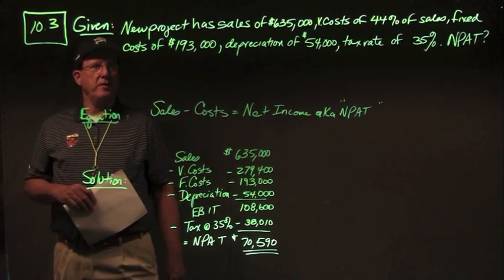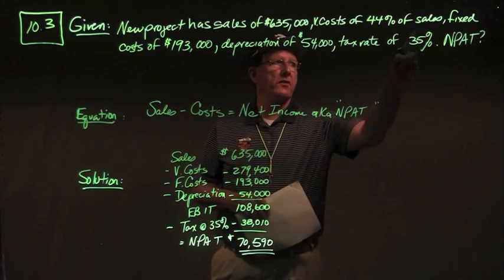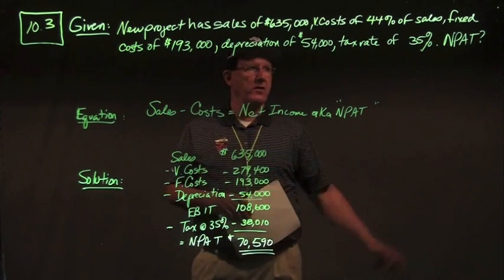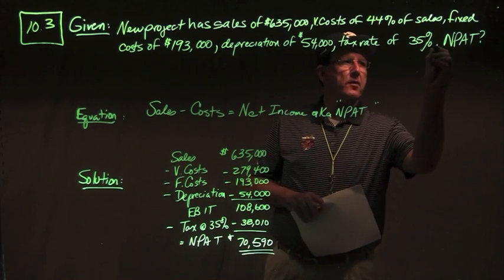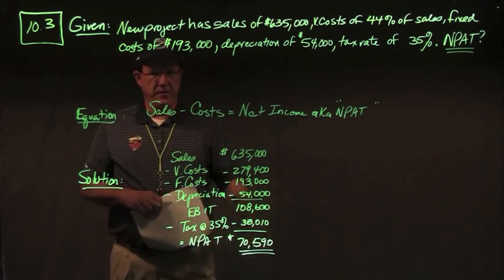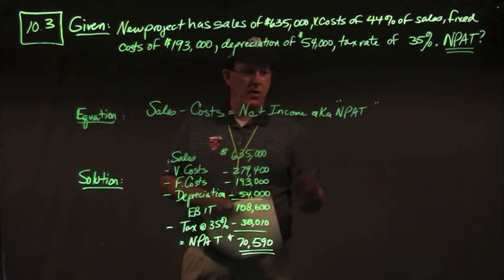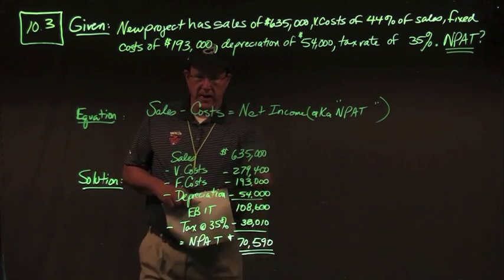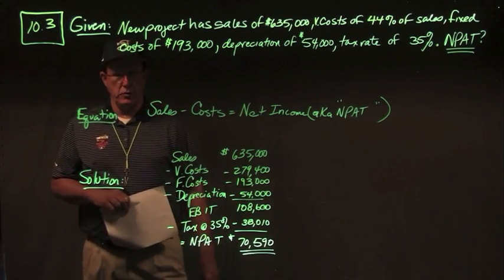In problem 10.3, this new project has sales of $635,000, variable cost of 44% of sales, fixed cost of $193,000, depreciation of $54,000, and a tax rate of 35%. What is the net profit after tax? What we're looking for is otherwise known as net income. Sales minus cost equals net income, as we know from chapter 2, also known as NPAT, net profit after tax. So I create a vertical income statement and I stop when I come to the bottom line.